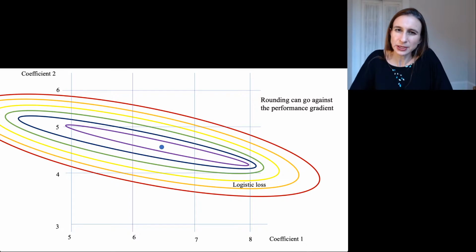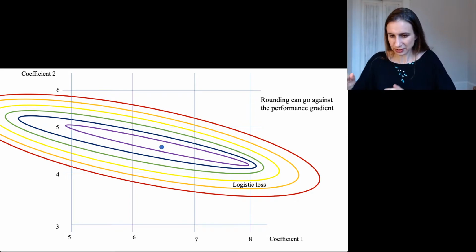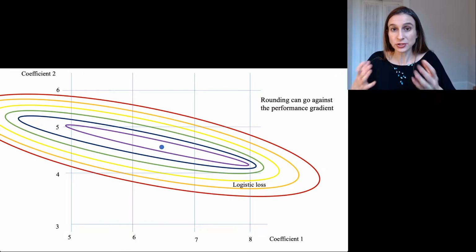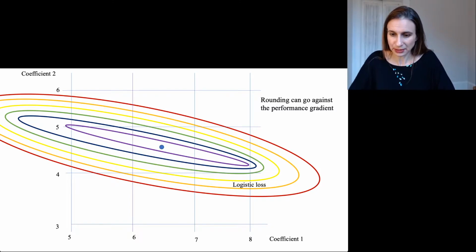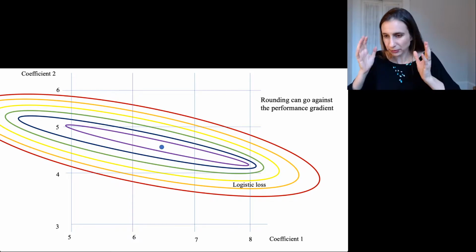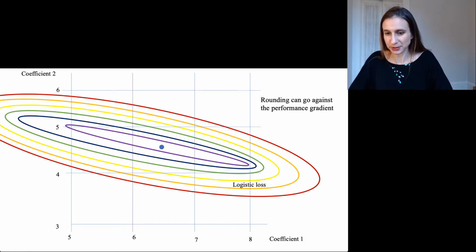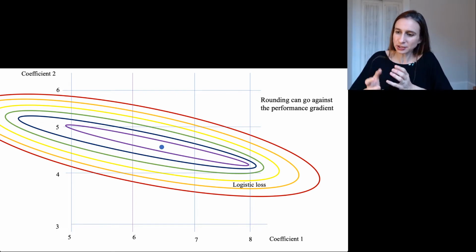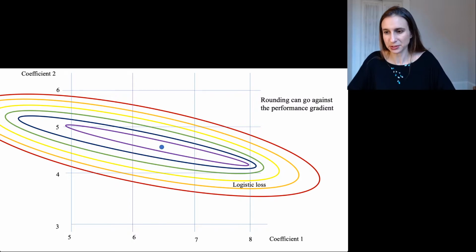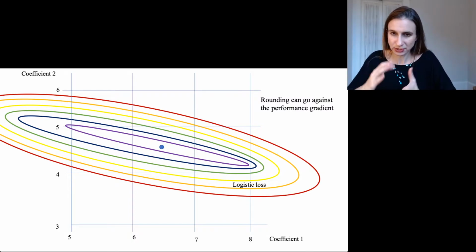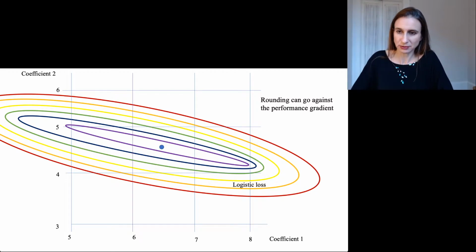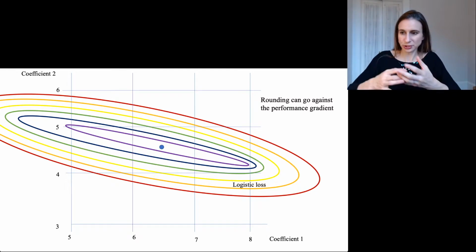The only problem with that way of designing models is that that type of rounding can really go against the performance gradient. So for instance, if we had 2 coefficients, coefficient 1 and coefficient 2 on the axes, and we're trying to minimize the logistic loss, but we still want an integer scoring system, the integers are very important. People go to a lot of lengths to make sure that these scores are integers because it's much easier for people to understand logical arguments when they're made in terms of integers than in terms of real numbers. It's much easier to mentally do those calculations in your head and try to understand, well, if I change this thing, what would it change my score to, and so on.